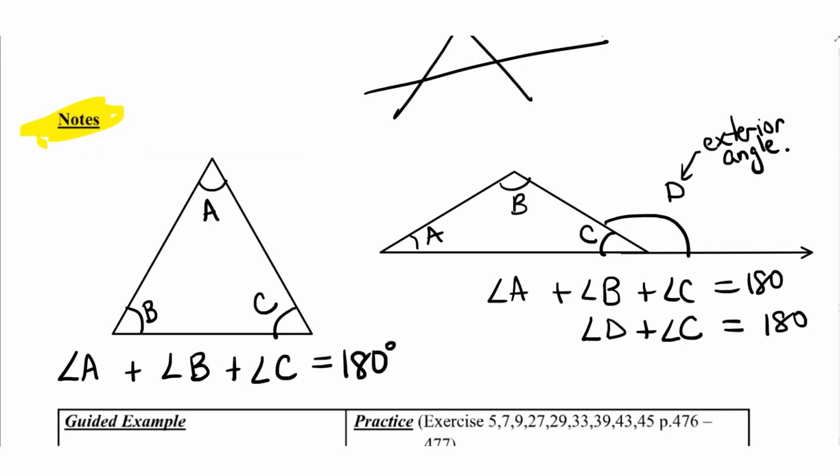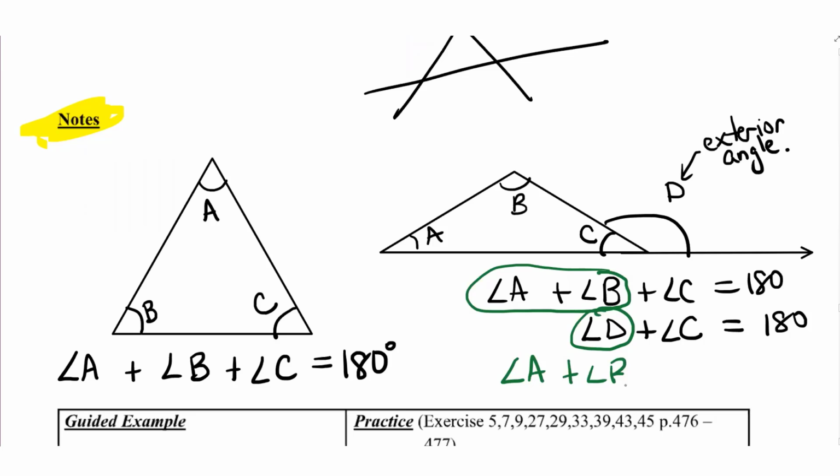What do you think is the relationship between angles A and B and D? Can you see a relationship between angles A and B and D? A and B have to add up to D. That's right. Very good. Why? Well, if A plus B plus C adds up to 180, and angle D plus C adds up to 180, it must mean that they were the same, right? A plus B has to equal angle D.